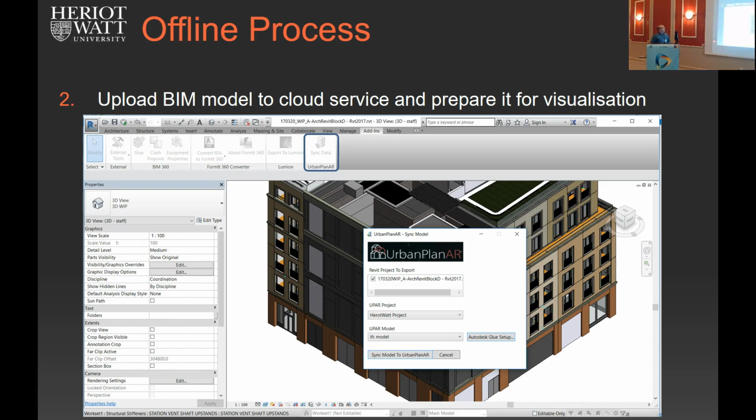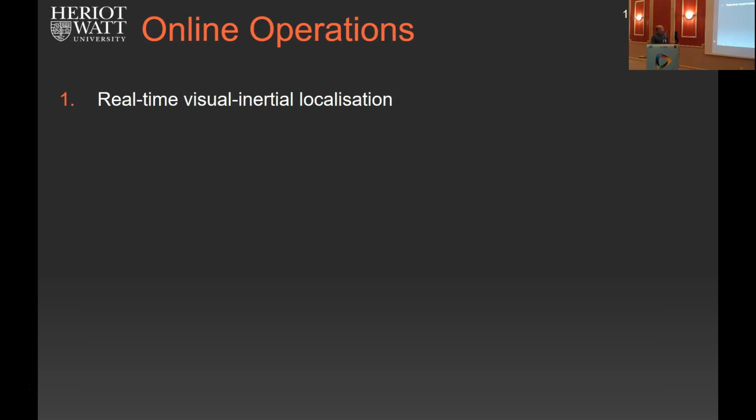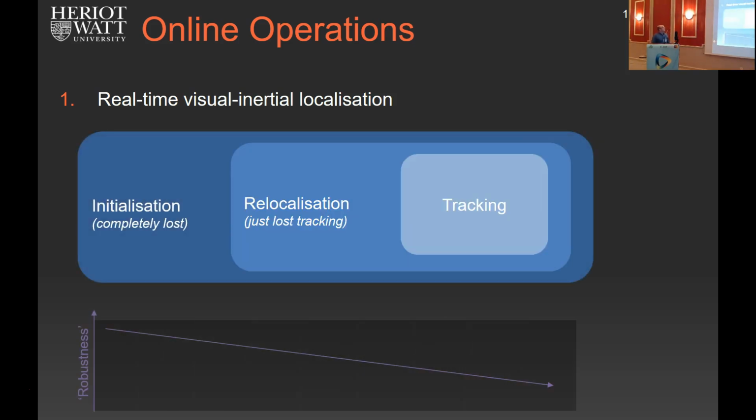And secondly, we upload the BIM model to the cloud service. In this case, we are using an in-house built plugin for Revit called Urban Planner. So you select some features and you upload your model to the cloud. And regarding the online operations, first we are calculating the real-time position, localization of the user in the environment.